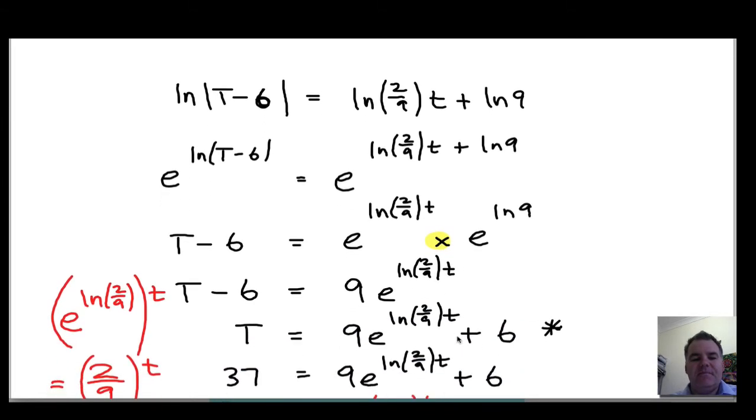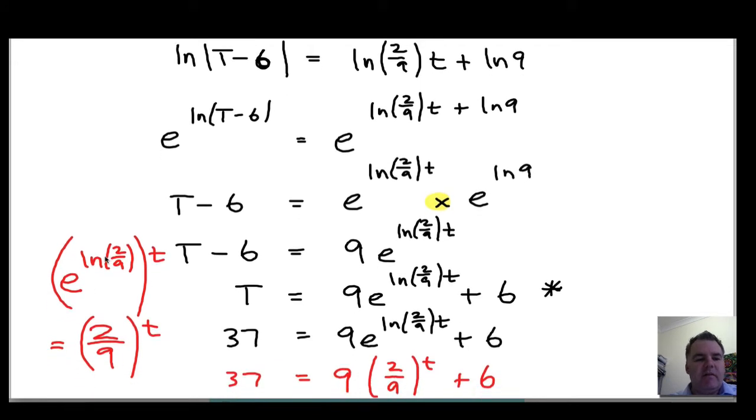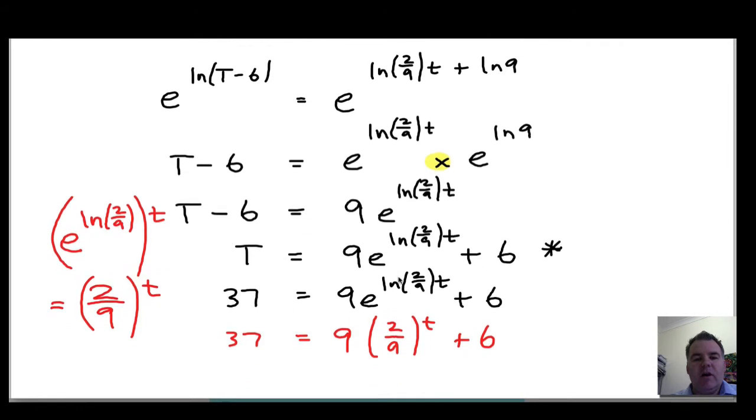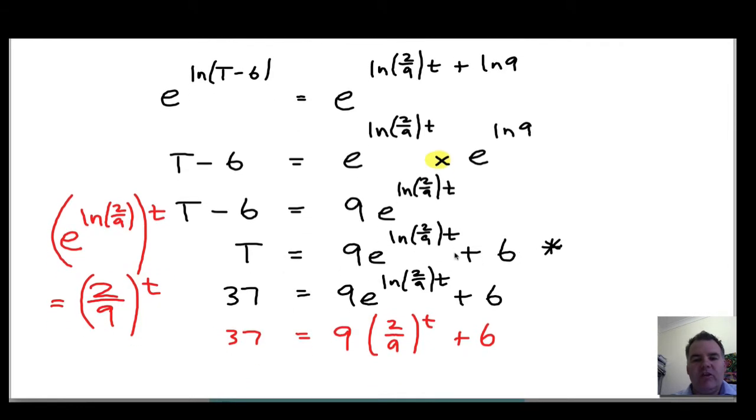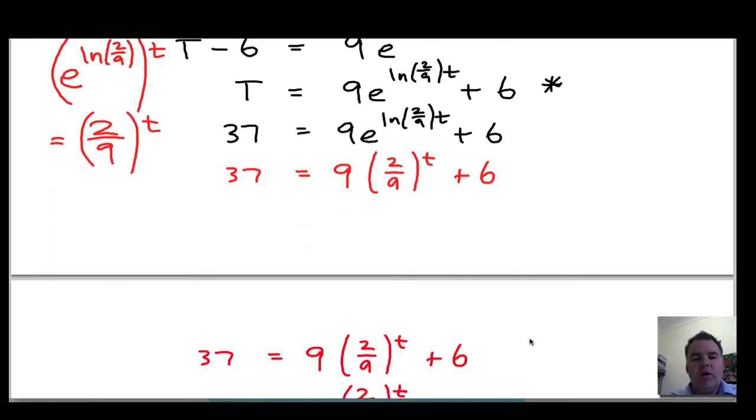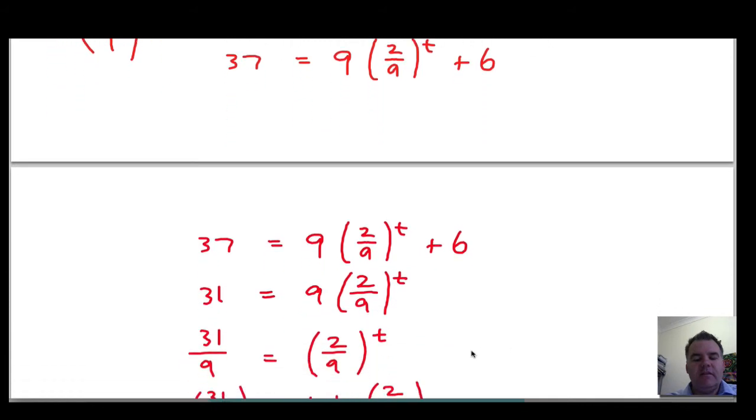Let's change that. Look over here in the red. e to the power of ln 2/9 t is the same as e to the ln 2/9, to the power of t. e to the power of ln 2/9 obviously cancels out, and we just get 2/9 to the power of t. So in my equation where I've got the asterisk, you could just change this bit here for 2/9 to the power of t. Once I've got this expression, it's just a matter of finding the value of little t, what was the time when the body temperature was 37. So substituting 37 into there, subtract 6, divide by 9, gets us to this stage.